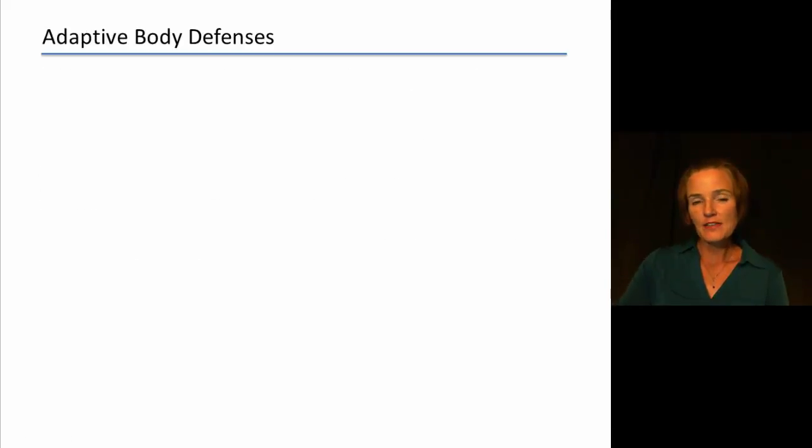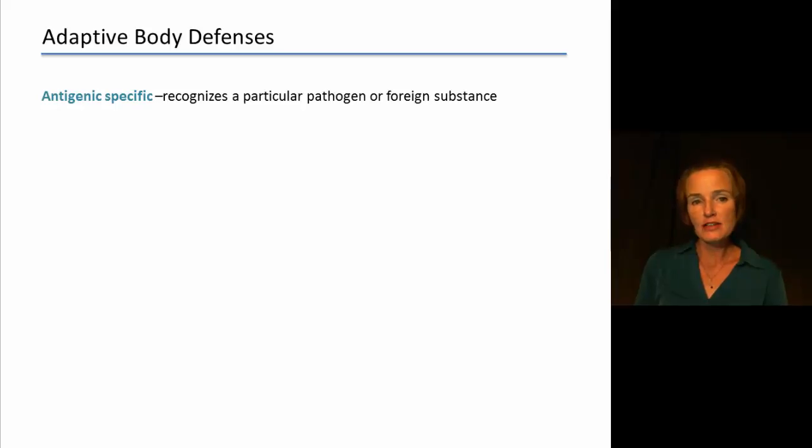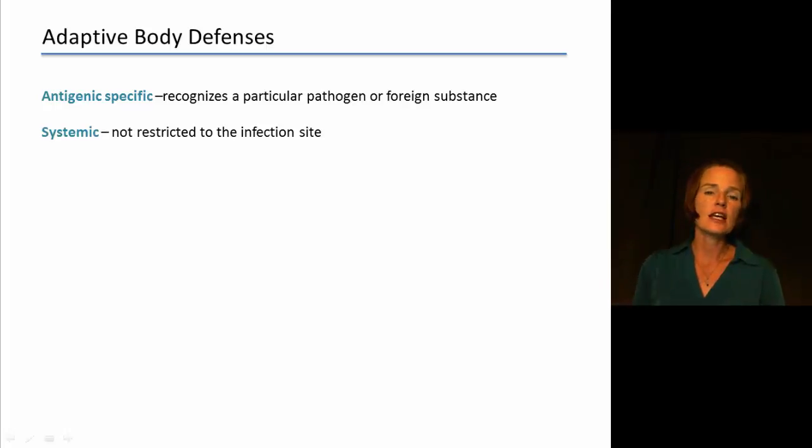The adaptive body defenses are also involved in the response that we have to foreign substances or injury. Now, when we're talking about adaptive body defenses, these are going to be antigen specific. That means that these are designed to recognize something in particular. It could be a particular pathogen or a specific foreign substance, but there is a specific detection of that, and then it's going to produce a systemic response.